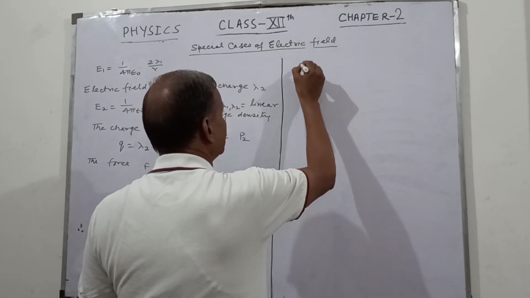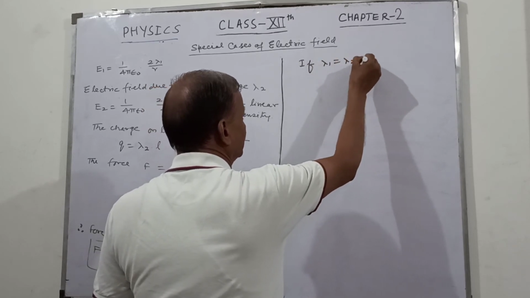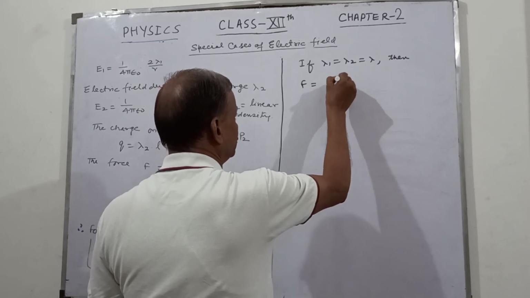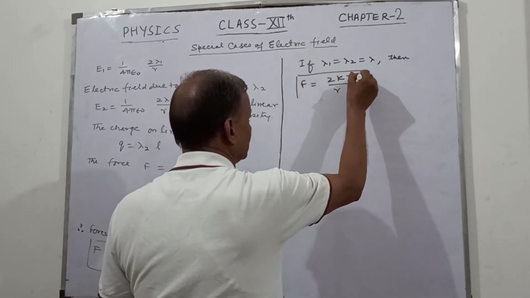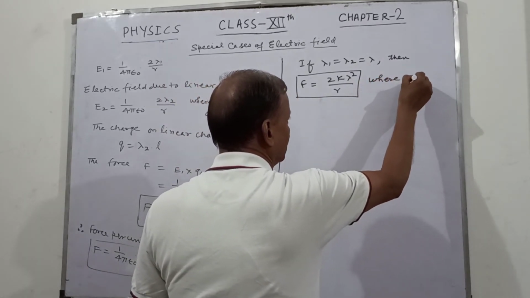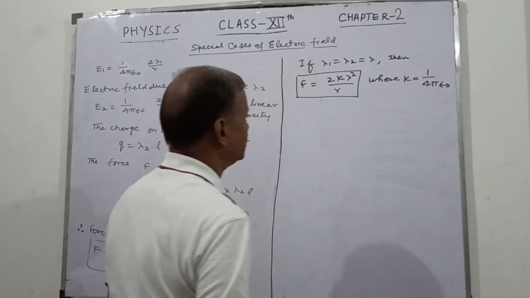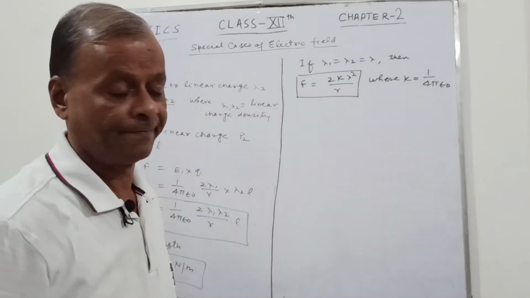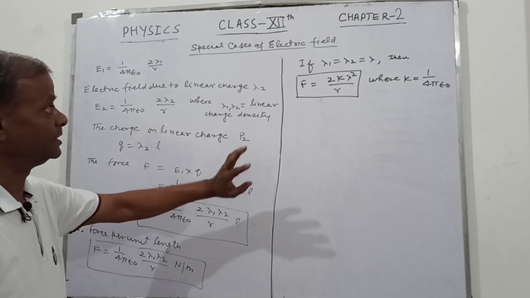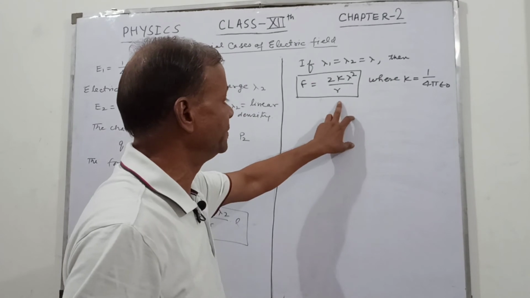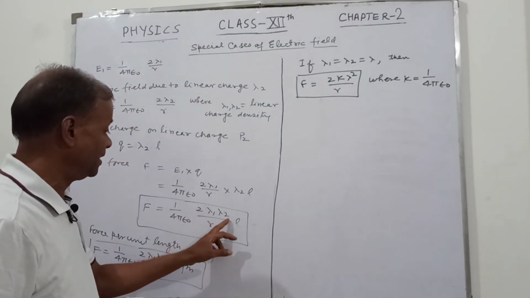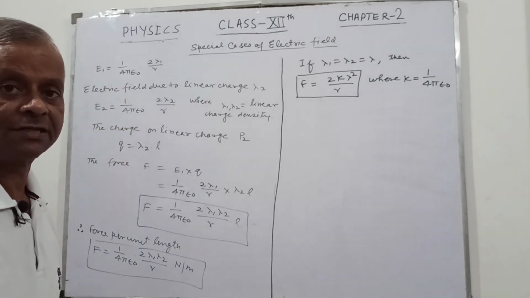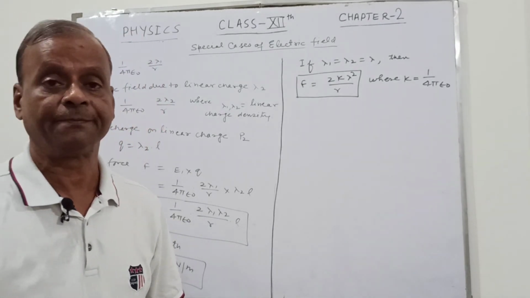So if lambda 1 equals lambda 2 equals lambda, then F equals 2k lambda square upon R, where k equals 1 upon 4 pi epsilon naught. Similarly, if you want to find the force on the linear charge lambda 1, we get the same expression, 2k lambda 1 lambda 2 upon r newton per meter. This is the case when the two infinitely long linear charges are parallel to each other.